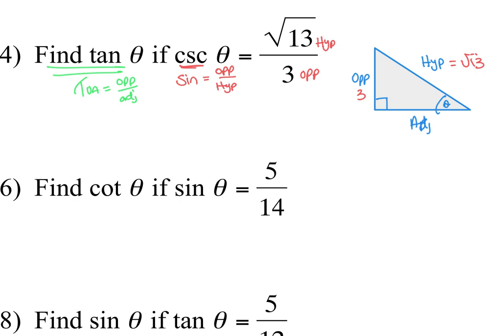So if I finish this one out, I would have to use the Pythagorean theorem here. So a squared plus b squared equals c squared, right? How do I square a square root? What happens there?